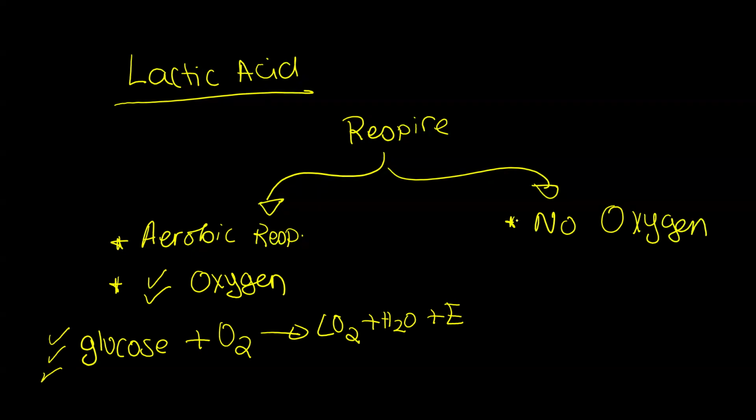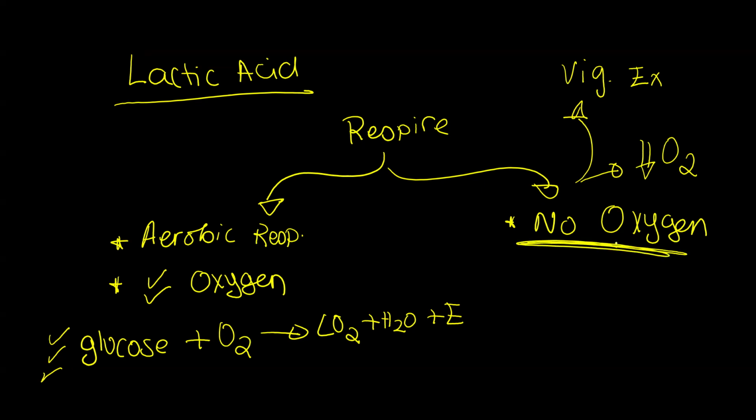When does it happen? When will your muscle cells respire without oxygen? When you are exercising vigorously, or in a situation where there is little oxygen. For example, God forbid, in a fire or you're being suffocated, there is a decrease in the supply of oxygen for any reason. So you will have to continue respiring, but respiration here will happen without oxygen. This type of respiration is called anaerobic respiration.